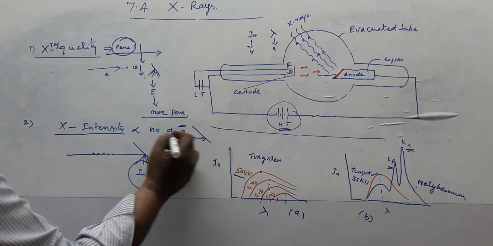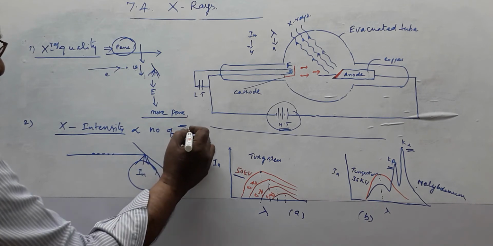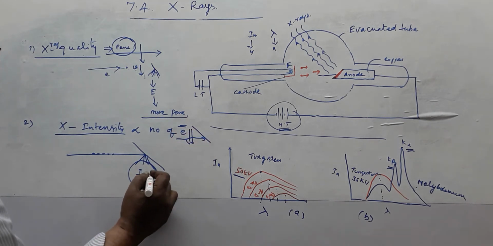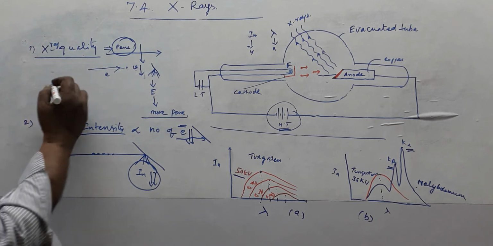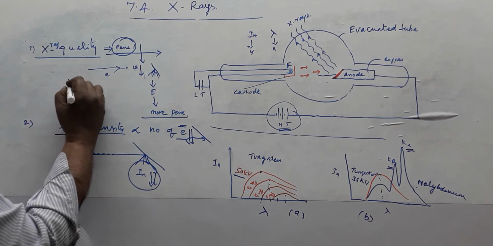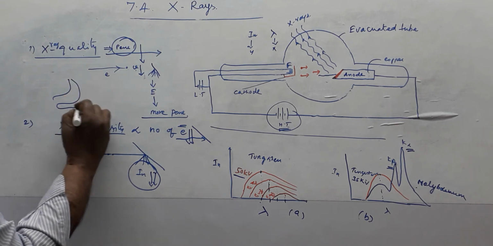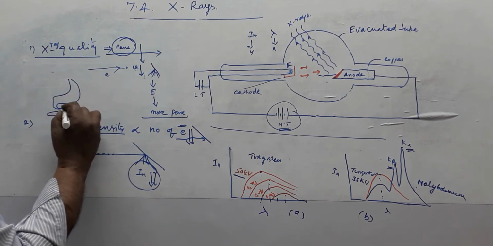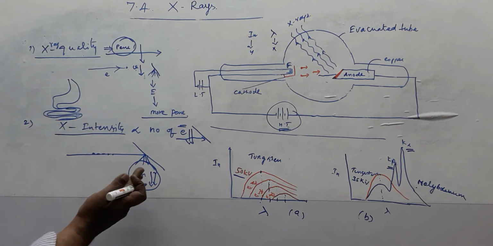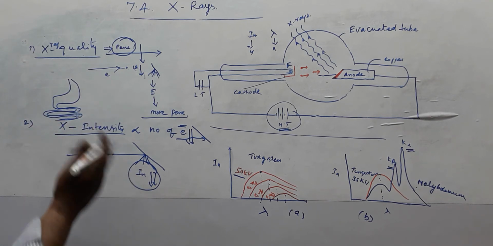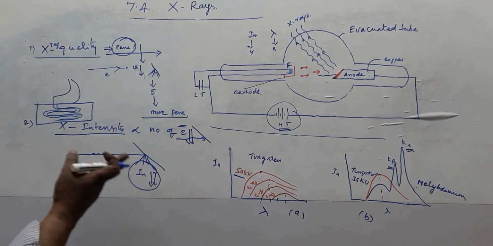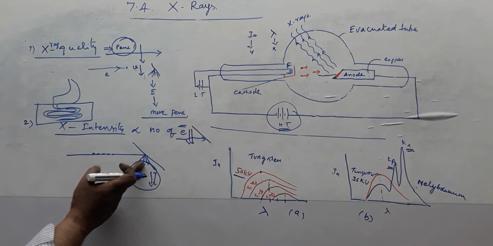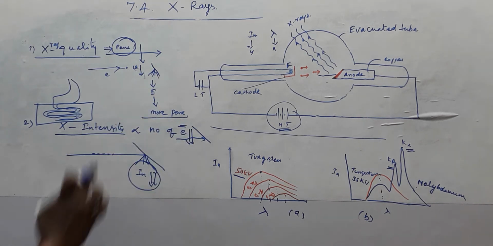If you are reducing the number of electrons, then the intensity will become less. This may be utilized for medical purposes. For example, if you are taking an abdominal X-ray, then you send a minimum intensity of X-rays. That's enough to take the X-ray. That's why we must control the outcoming intensity of the X-rays by reducing the number of electrons.